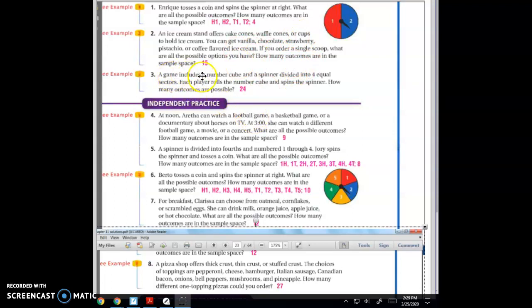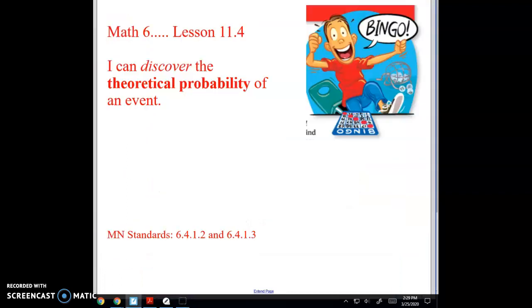Number 3 says a game includes a number cube. A number cube is a dice and a spinner split into 4 sections. If they roll the dice and spin the spinner, 6 sides to a dice times 4 sections on the spinner equals 24. So if you have questions still on any of that, like I said, you can ask me during our live times. Today we are going to do lesson 11.4.